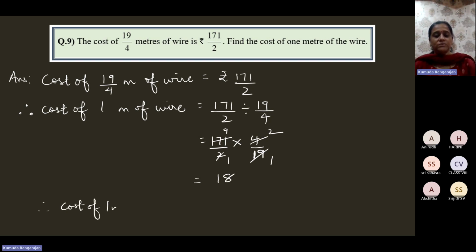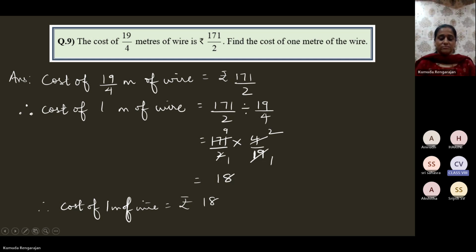Very good. Therefore, cost of 1 meter of wire. Ma'am, we got the same answer. Very good. Ma'am, I didn't write the statement. Ma'am, yes, same. Okay. It's good to write the statements wherever possible. Okay, next one.